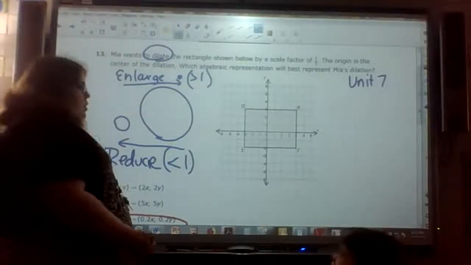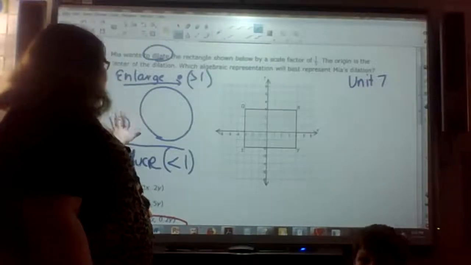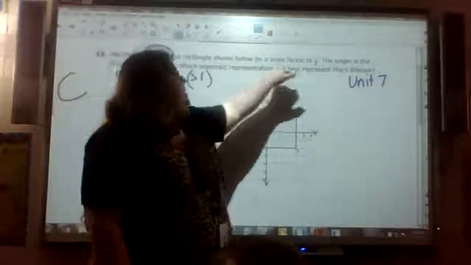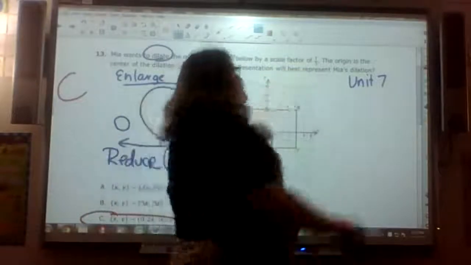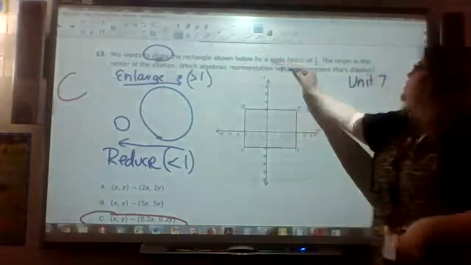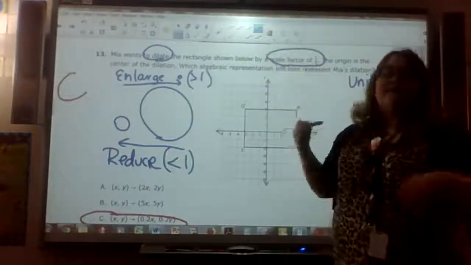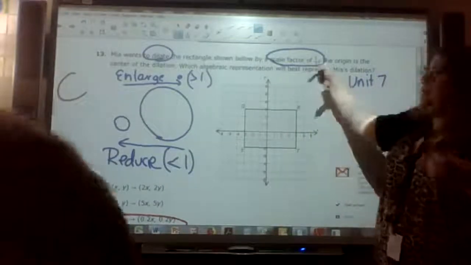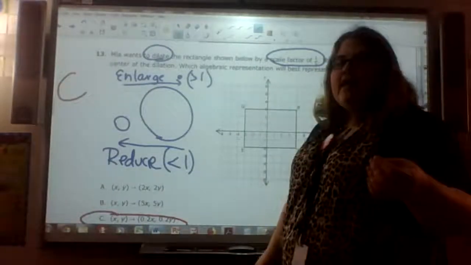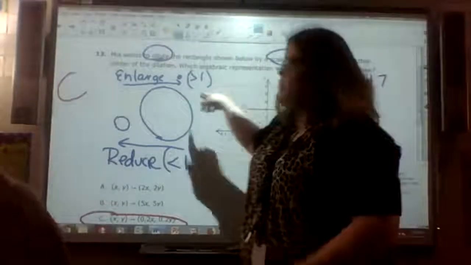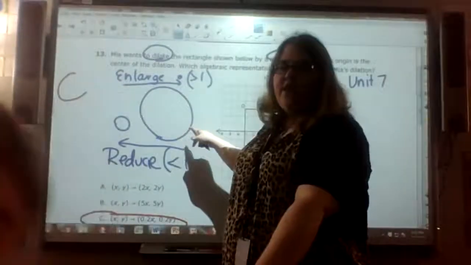Okay. So when I'm looking here and it says the scale factor is 1/5, that means I'm multiplying by 1/5. So the next thing I gotta see is, is 1/5 greater than 1 or is 1/5 less than 1?